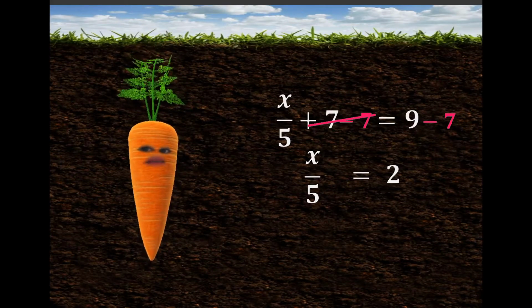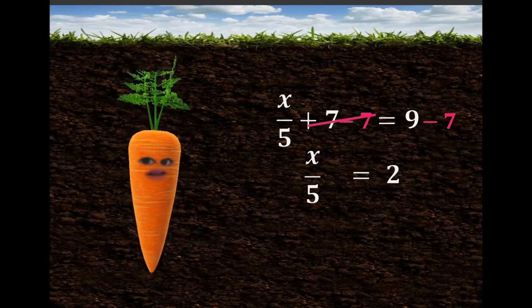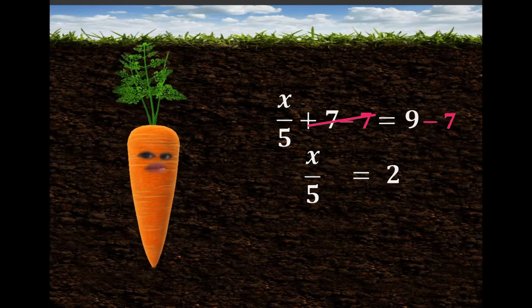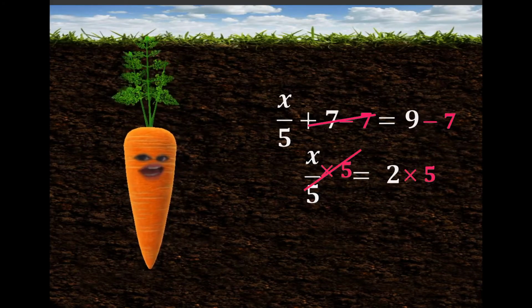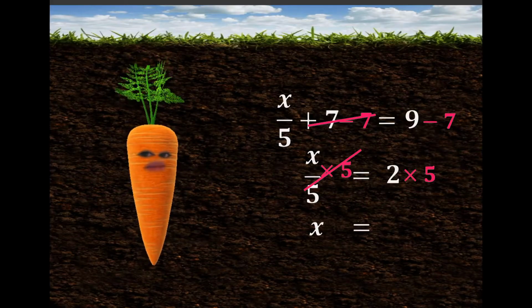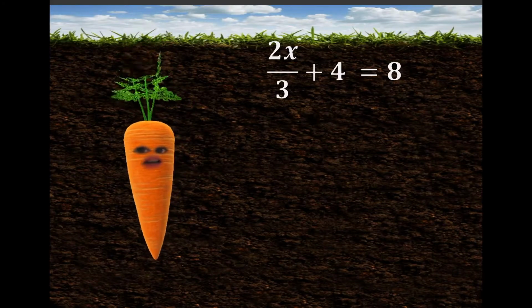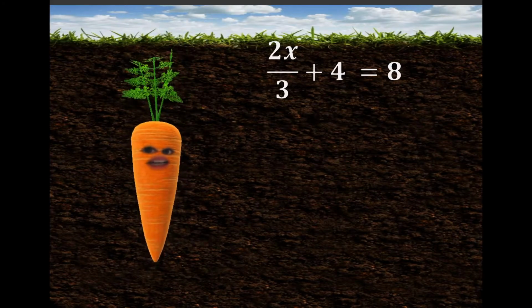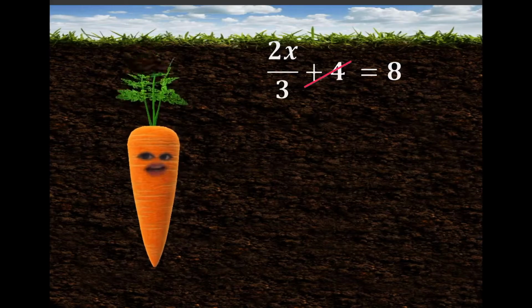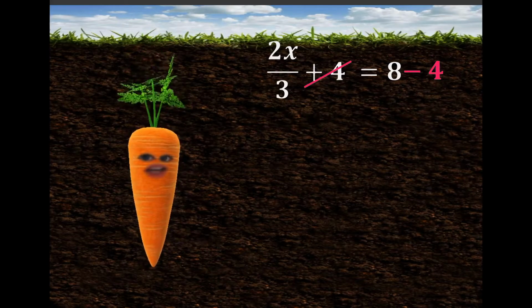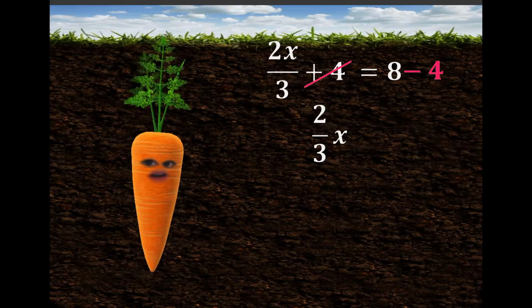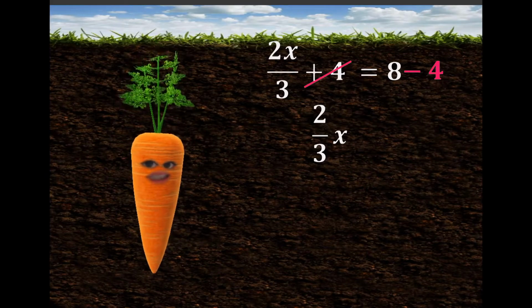What's the opposite of x divided by 5, or x over 5? We have to multiply by 5. So now we have x equals 2 times 5 is 10. One more, 2x over 3 plus 4 equals 8. So the last thing I read was plus 4, so I'm going to minus 4 on the other side. So now we have 2x over 3 equals 8 minus 4 is 4.